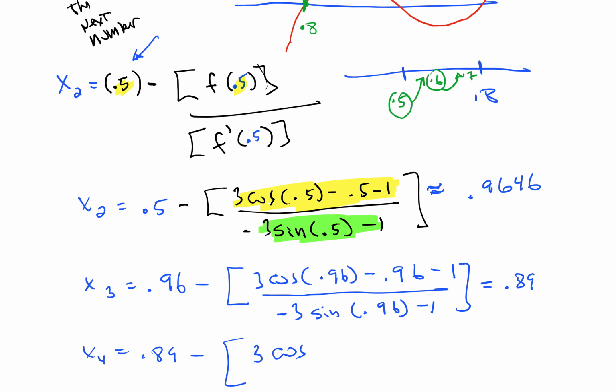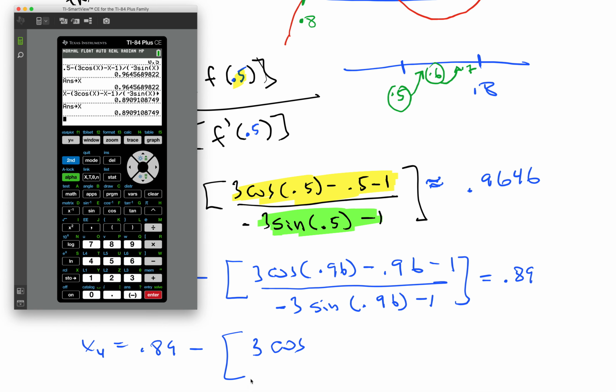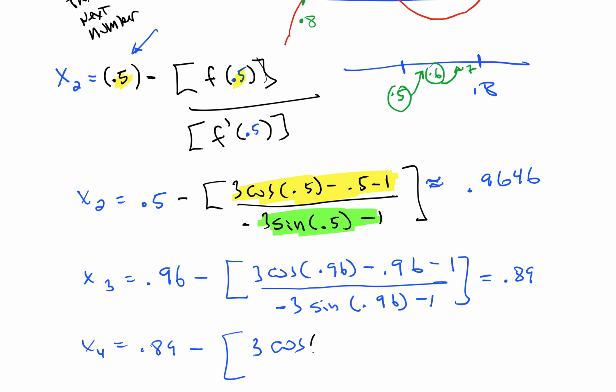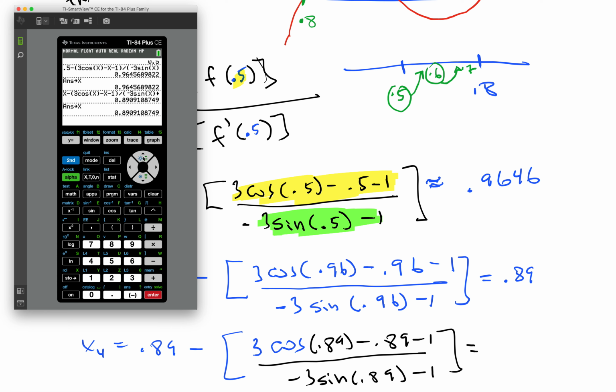That's a wonderful question. Hold on a sec. Pause. So yeah, store that answer as x. Well, we actually have to show work though. Hold on. So we have over here 3 cosine 0.89 minus 0.89 minus 1 over negative 3 sine 0.89 minus 1 equals, all right, now that we have that, we go ahead and bring down this awesome expression.